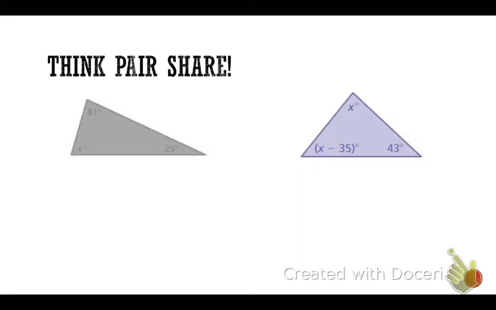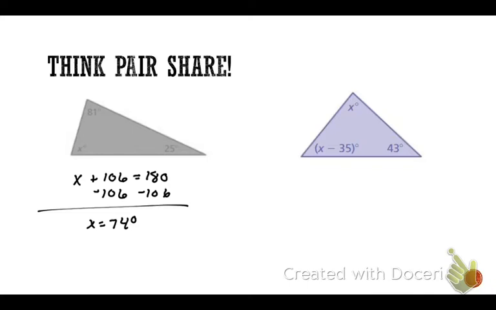All right, so x plus 106 equals 180. When you subtract 106, what do you get? X equals 74 degrees. Now this next one: x plus x minus 35 plus 43 equals 180. What's negative 35 plus 43? 8. So 2x plus 8 equals 180. Subtract 8.